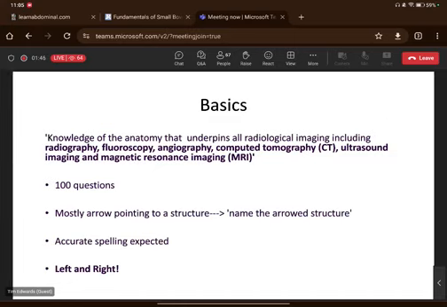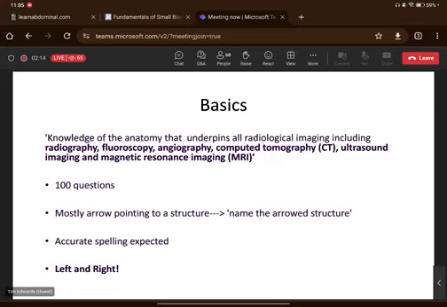I'm sure you're all aware of the basic structure of the exam with it coming up so soon, but I just thought it's always worth mentioning this as we start. So I took this from the RCR curriculum. Essentially, you need to know the knowledge of anatomy that underpins all radiological imaging, including the following modalities: radiography, fluoroscopy, angiography, CT, ultrasound, and MRI.